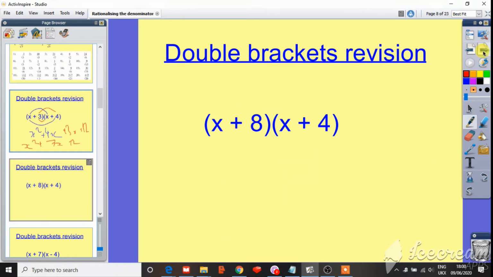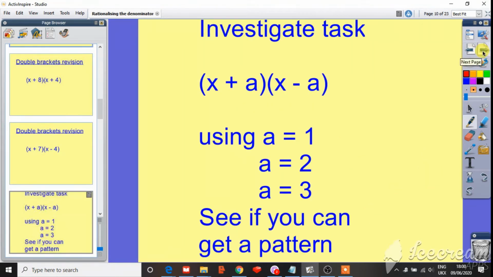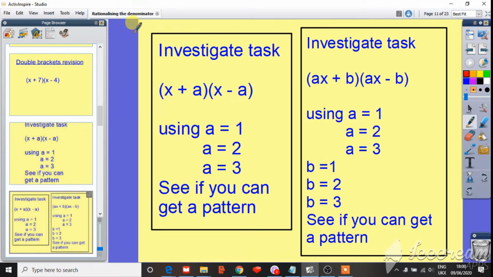Okay, should be nice and easy for you to do. I actually want you to investigate. And you've got two investigations on it. One on the left is easy, the one on the right is hard. So what I want you to do is x plus a and x minus a. And I want you to change the values of a. So first of all, make a 1, then make a 2, then a 3. Expand it and see if you notice a pattern.